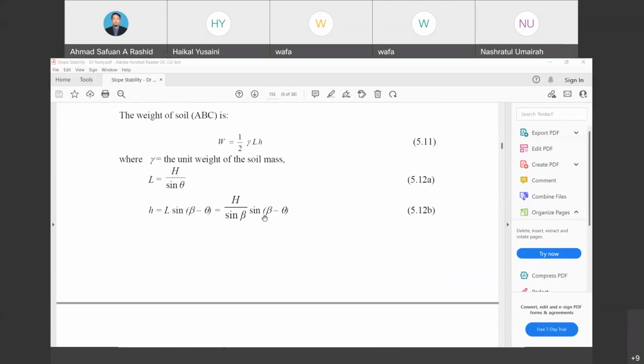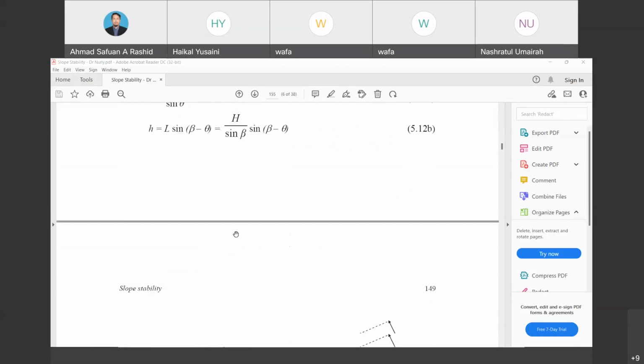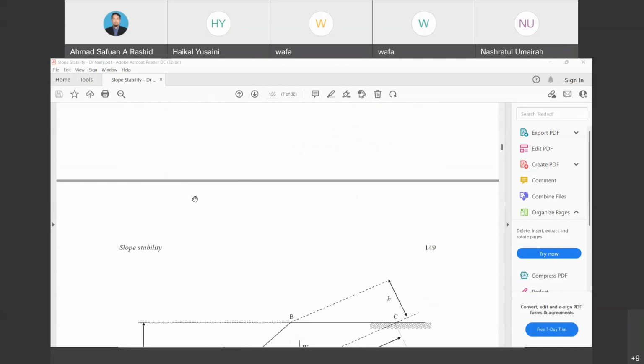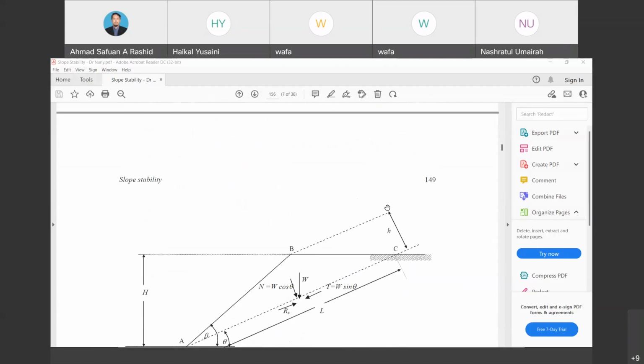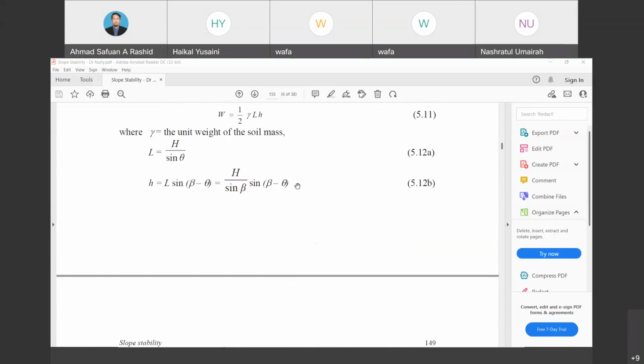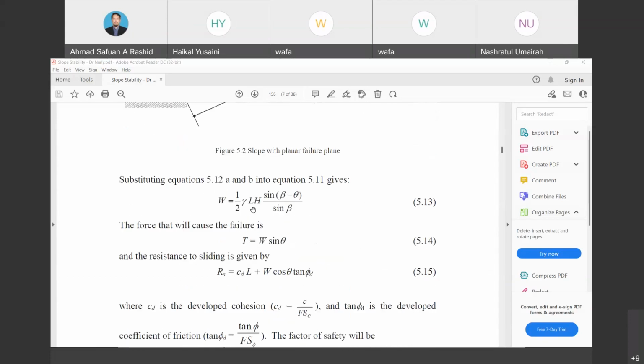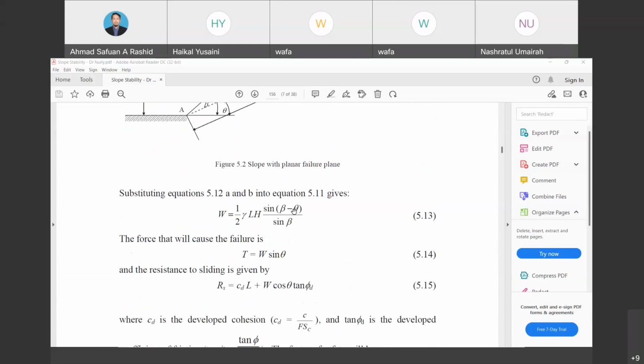So it is slightly different, where H over sine theta is the L. Okay, this is the L. And also for the H, the H is equal to H over sine beta minus theta. And then we put all the equations together, then we obtain W is equal to half gamma LH sine beta minus theta over sine beta. Okay, so that is for 5.13.